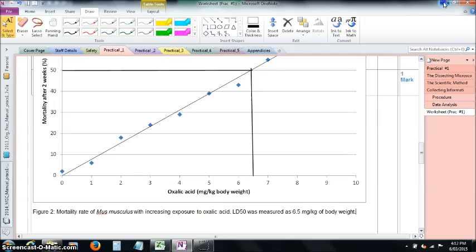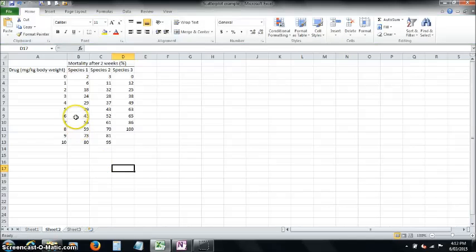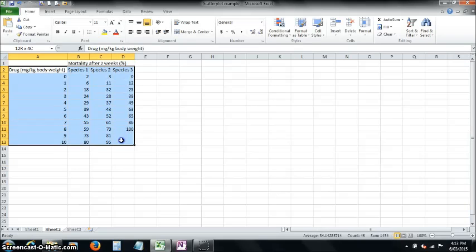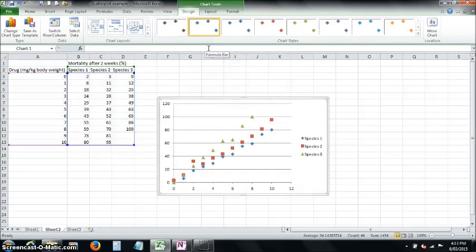Later on, you'll be putting multiple sets of data on. So this is back in Excel. This is a representation of sort of the same data, but with different species. So maybe mouse, rat, possum, perhaps. And you can highlight all of those. Insert, scatterplot. I'll put all three sets on there. Then you can add trend lines.